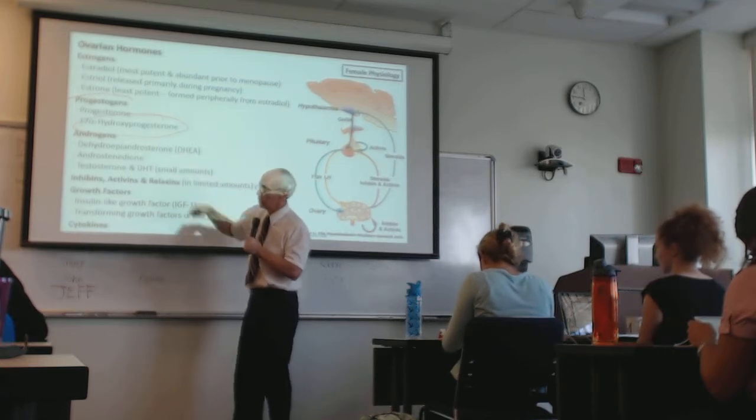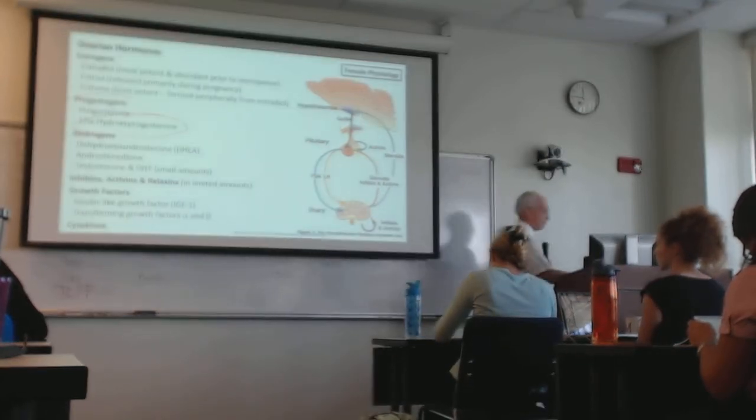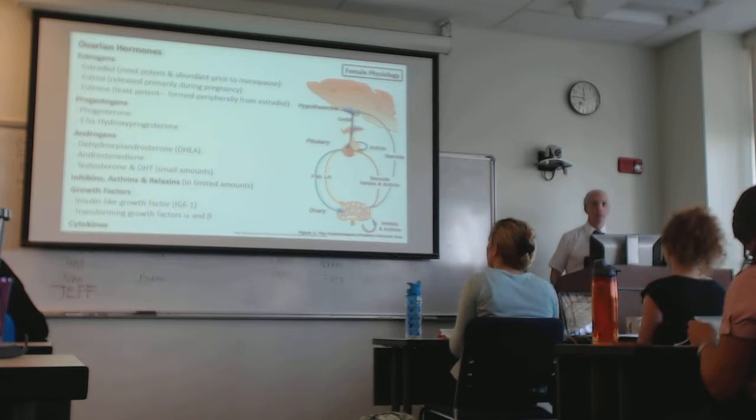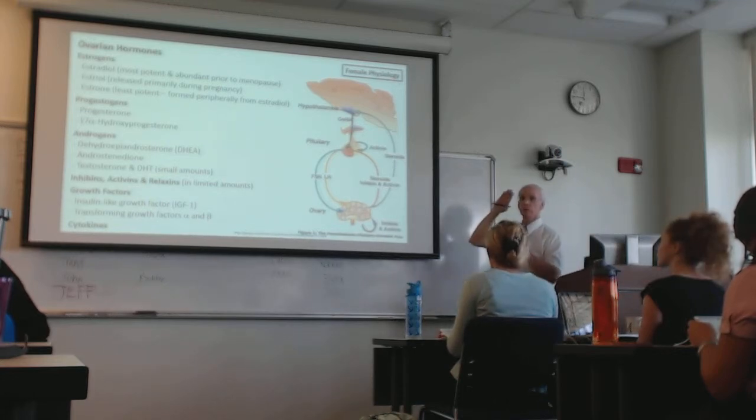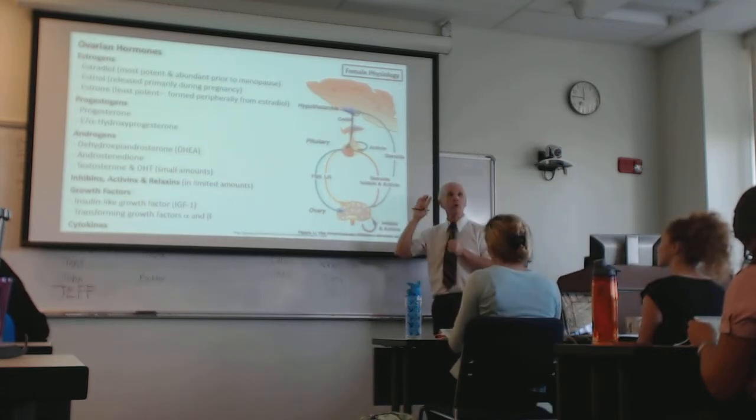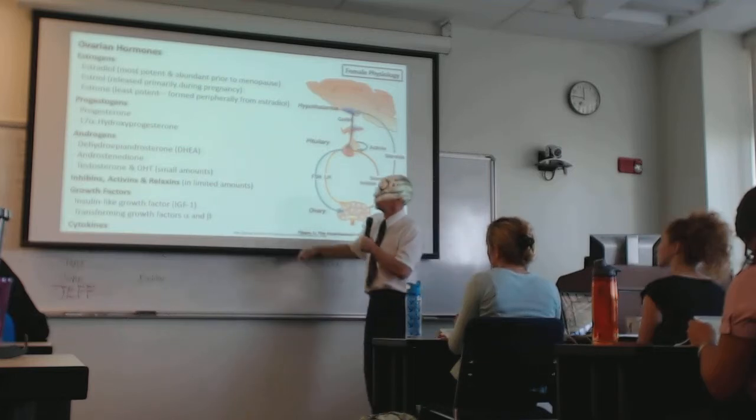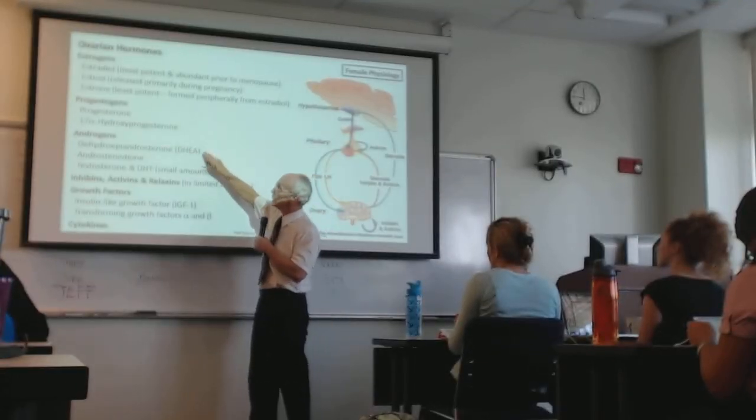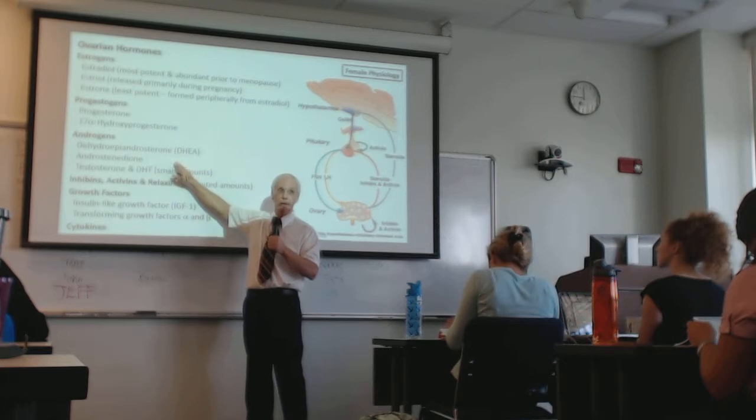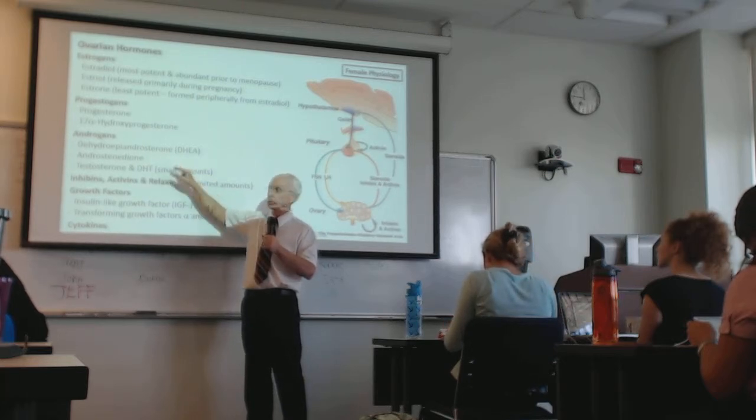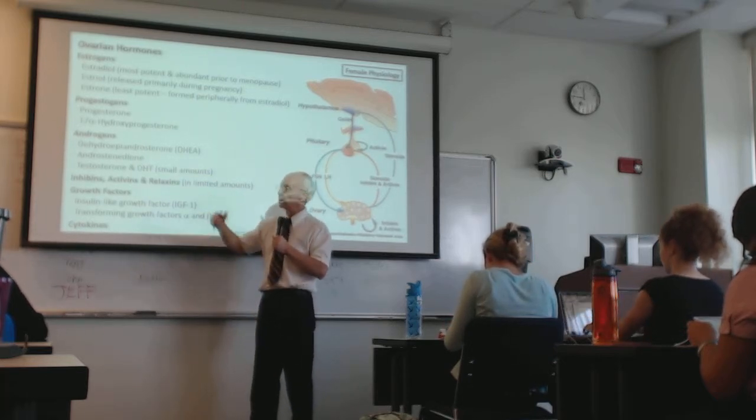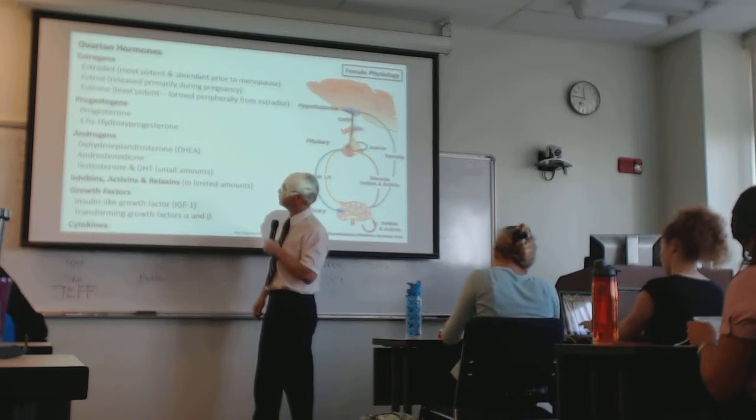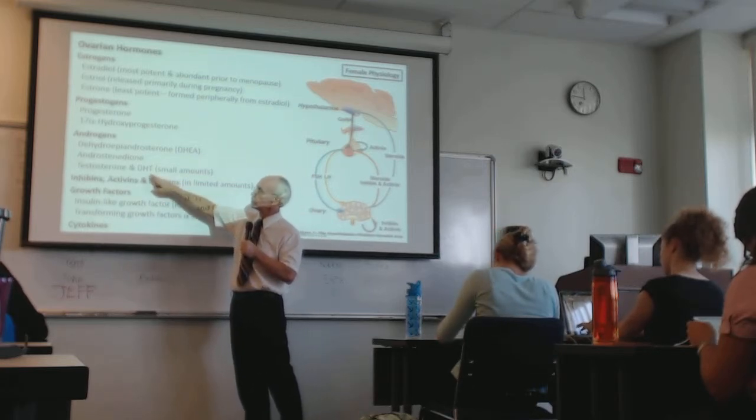So these are the androgens. Where do the androgens come from in the female? Okay, the adrenal cortex. And we have to be careful here. So certainly that would be true for DHEA and androstenedione. Those are the weak or non-primary androgens. But what about testosterone and DHT?